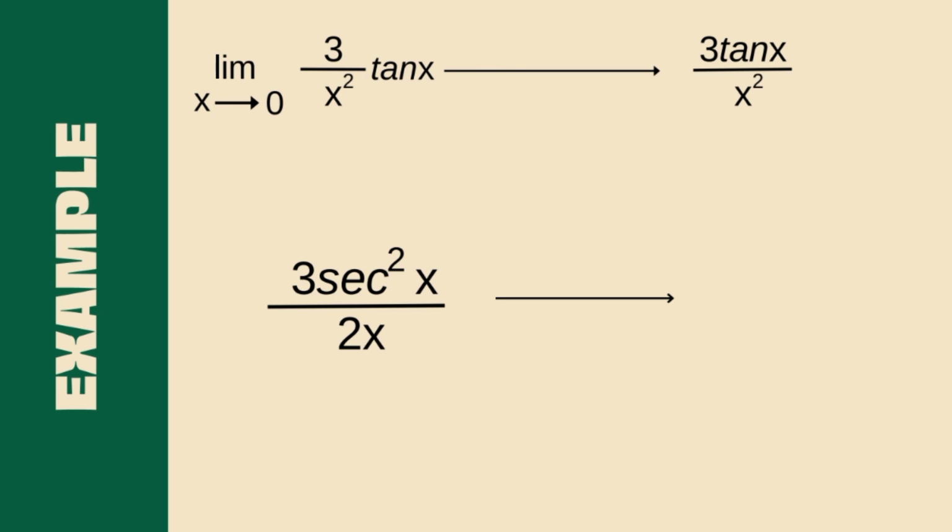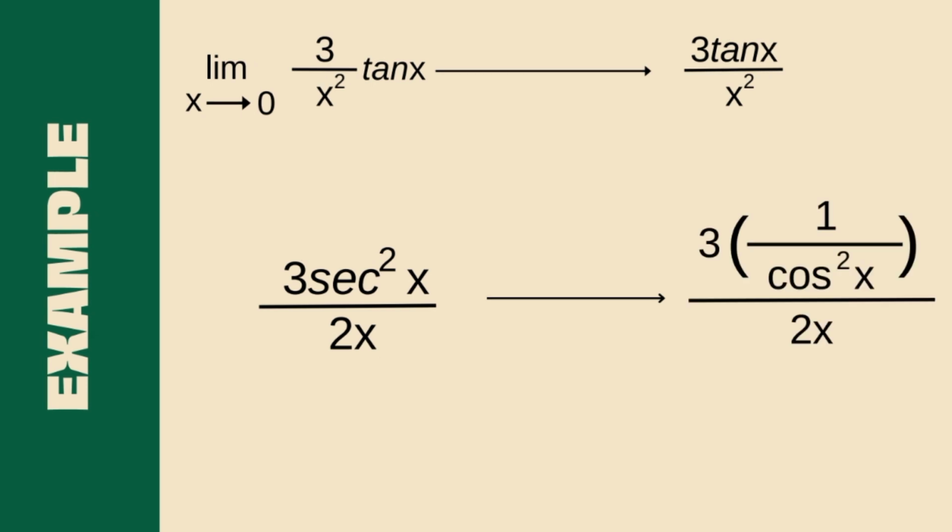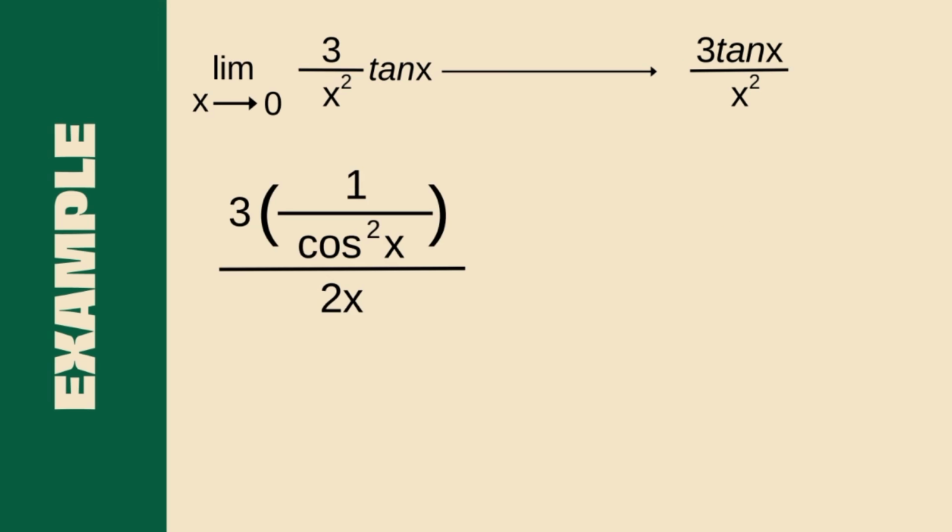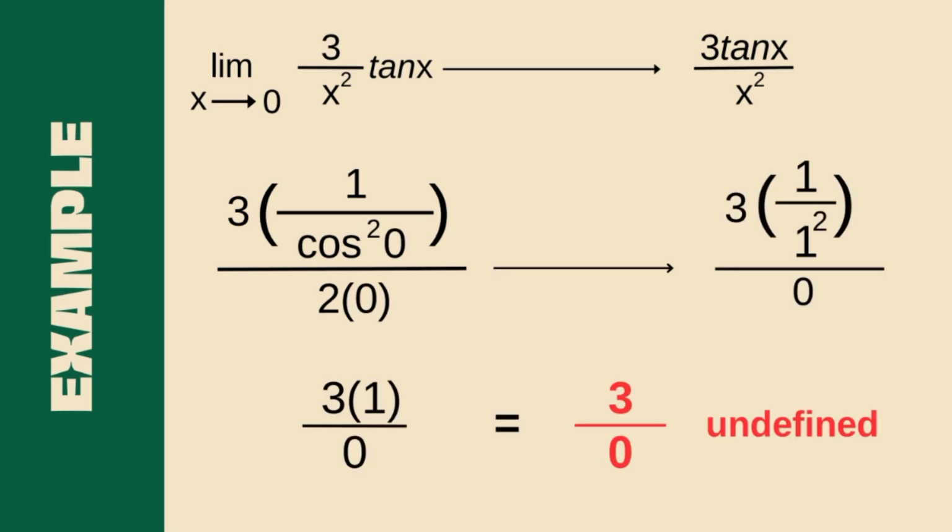To simplify 3 secant squared x over 2x, we can apply the trigonometric identity to our numerator. Secant squared x in relationship to cosine is equivalent to 1 over cosine squared x. Now, we have 3 multiplied to 1 over cosine squared x all over 2x.